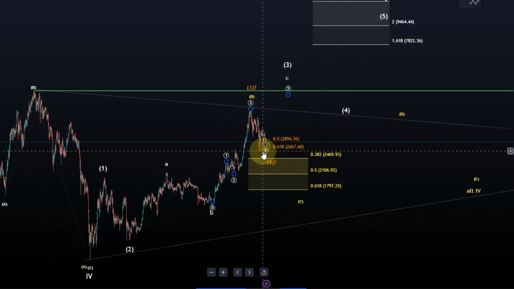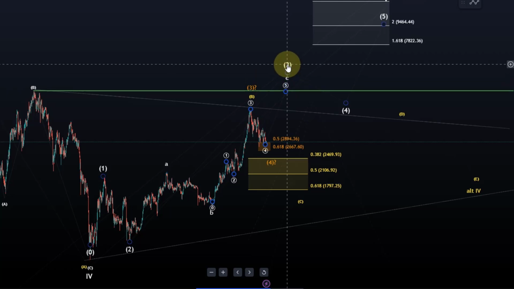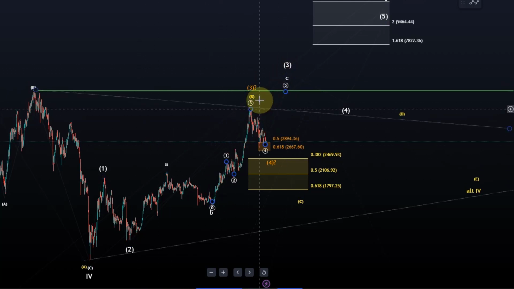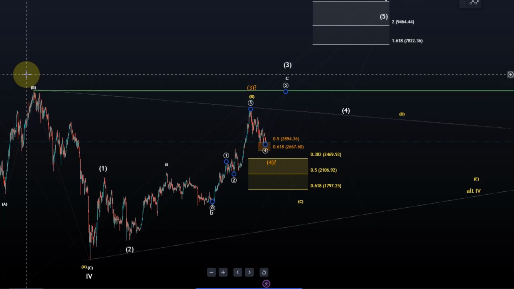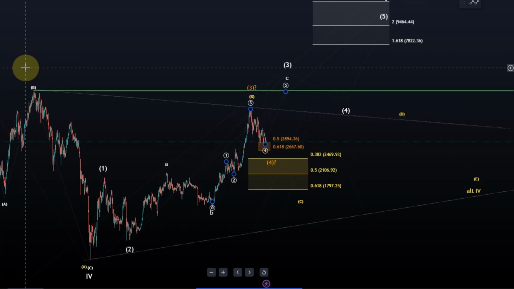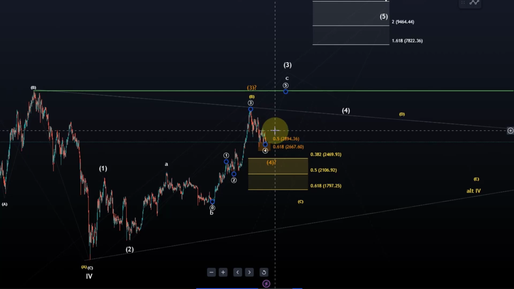My assumption is that if there is one more rally in circle wave 5 within the C wave of the 3rd wave, then it should take us basically to this green line, which is the all-time high, the November 2021 high point, made at around $4,900 at the time. Ether could not break above the $5,000 mark. So that's what I'm watching.